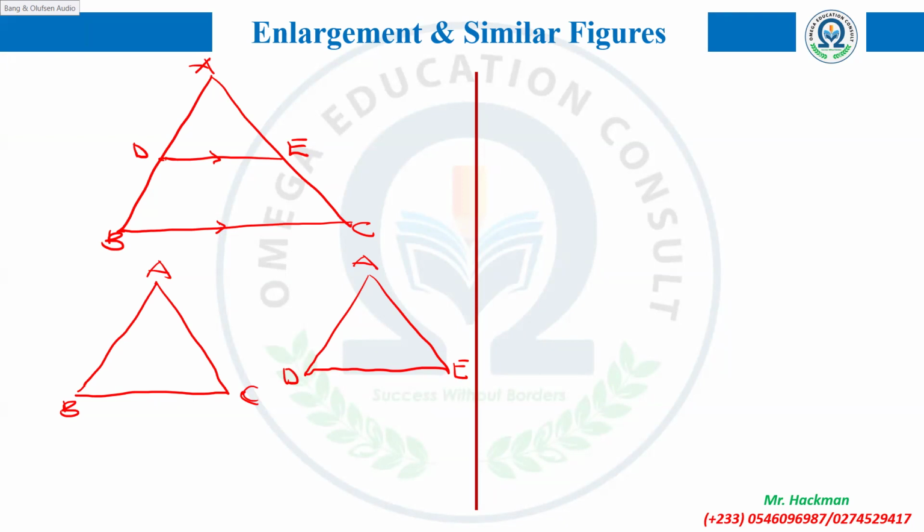So if I look at these two triangles, obviously I can say that because this line is parallel to this, the angle here is equal to the angle here. Do you agree? Yes, please. Corresponding angles. Similarly, the angle here will be equal to the angle here. Is that clear?